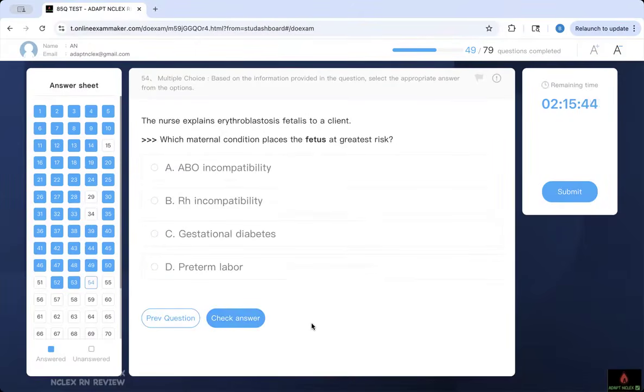And let's explain erythroblastosis fetalis to a client. Which maternal condition places the fetus at risk? Even if you don't know: ABO incompatibility, RH problem, gestational diabetes, and preterm labor. Look at it. Erythroblastosis fetalis. I will break it down for you because Adapt NCLEX tries to make things easy as much as possible. Fetalis is the baby. Erythro is red cells. Blastosis is dying.